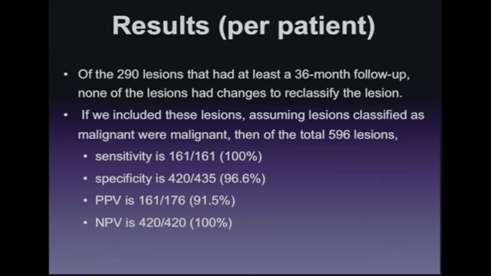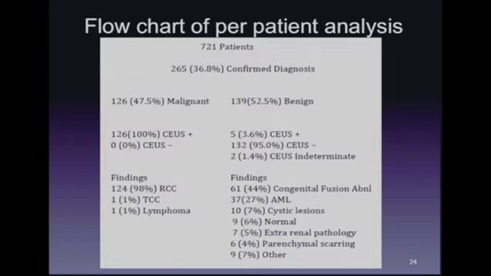This is our flow chart of our patients. Again, we had 721 patients. We had 265 that had confirmed diagnosis. 126 were malignant and 139 were benign. You can see on the malignant lesions, all 126 had a positive ultrasound contrast and 0 had a negative ultrasound contrast. These were mostly renal cell carcinomas, although we had 1 case of transitional cell carcinoma and 1 case of lymphoma.